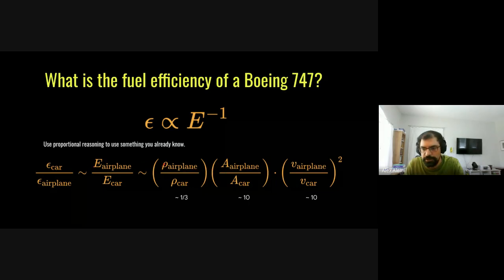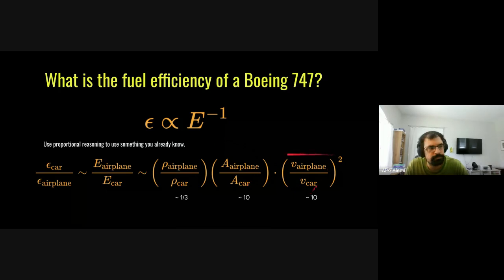And so then I know how energy goes. Energy lost to drag goes as rho A V squared for the same distance. So then I just need to know these ratios. What's the density of air that an airplane goes through versus the density of air that a car goes through? What's the area of an airplane over the area of a car? And what's the velocity of an airplane compared to the velocity of a car? These are things that I think I can estimate. Cars go at like 60 miles an hour. Airplanes go at like 600 miles an hour. That's a factor of 10.